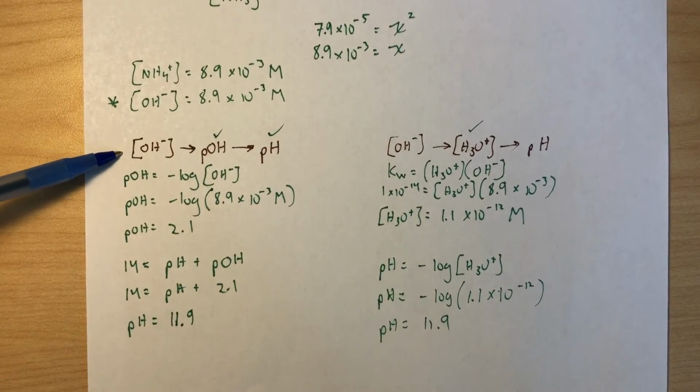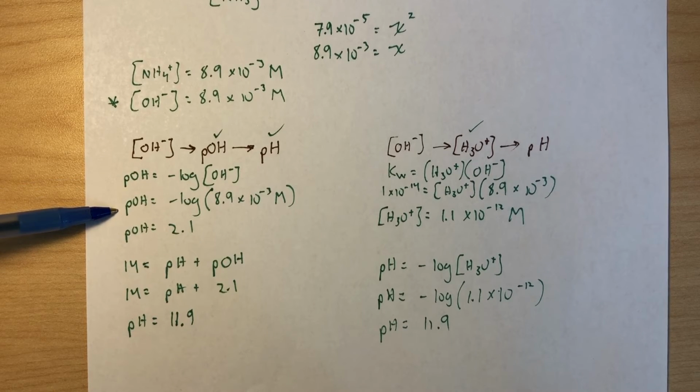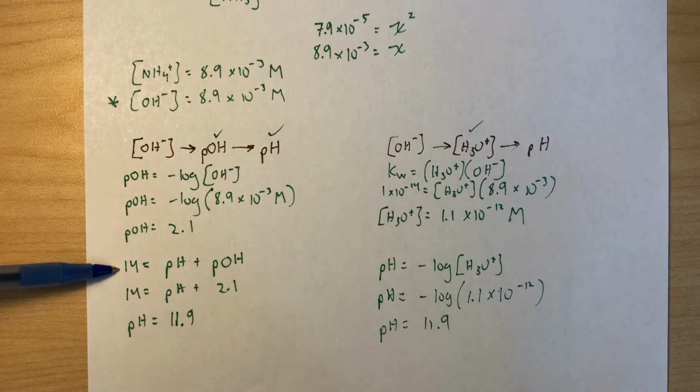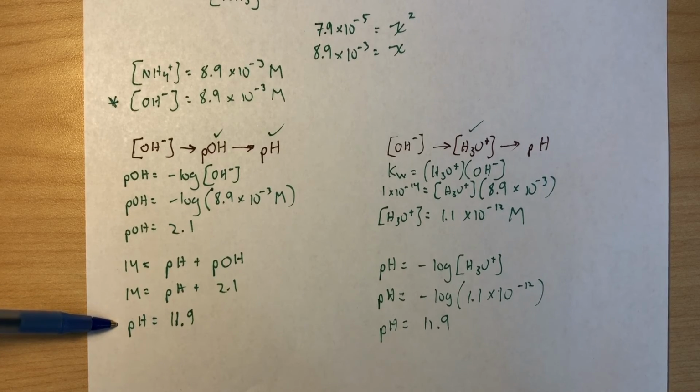The first way, we can take the hydroxide concentration, calculate pOH, and then calculate pH, and that's shown here. The pOH is equal to the negative log of the hydroxide concentration, which is the negative log of 8.9 times 10 to the negative 3rd, which is equal to 2.1. We can then, from the autoionization of water, find that 14 is equal to pH plus pOH. We have the pOH is 2.1, and so we can calculate that the pH is equal to 11.9.